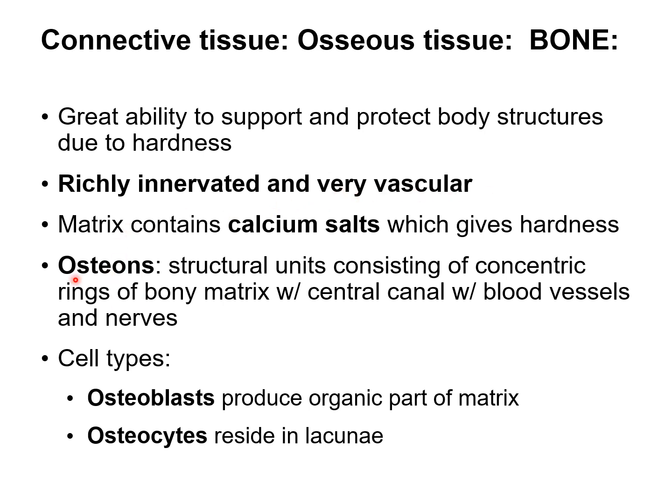It consists of osteons, which is a structural unit of bone, which we'll see, and the cell types of bone are osteoblasts when they're immature, producing the matrix, and the osteocytes are the mature bone cells residing in their lacunae, just like cartilage cells do.